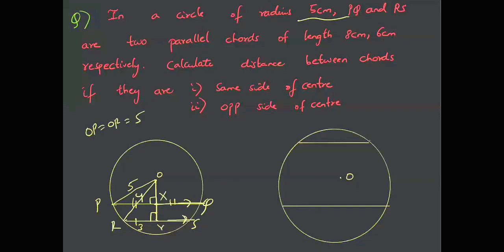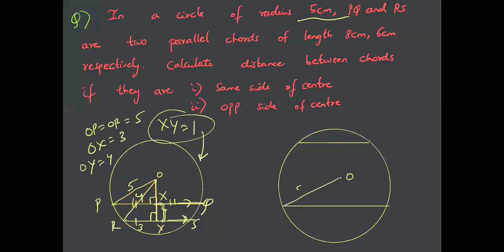Now what is PX? If you observe this triangle POX, this length OP is 5, and you know that PX is 4 because it is half of the length. So OX is nothing but 3 from the right angle triangle. Since PX is 4, we can say that OX is 3. And in this right angle triangle, OR is 5, RY is 3, so OY will be 4. Then the distance between the chords is XY. So XY is 1. So the answer is 1 in this case.